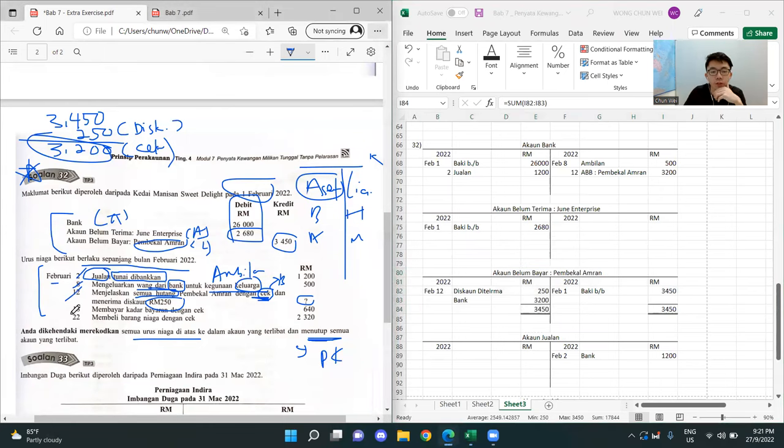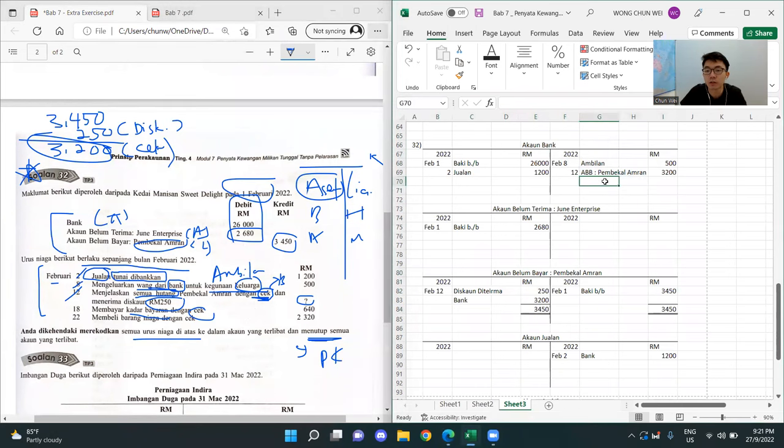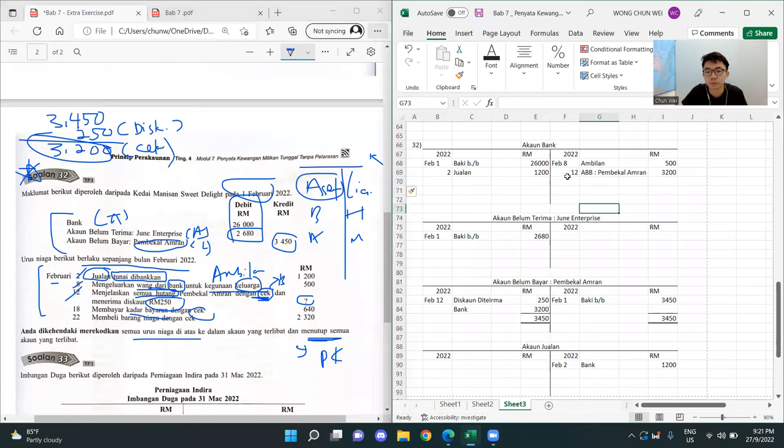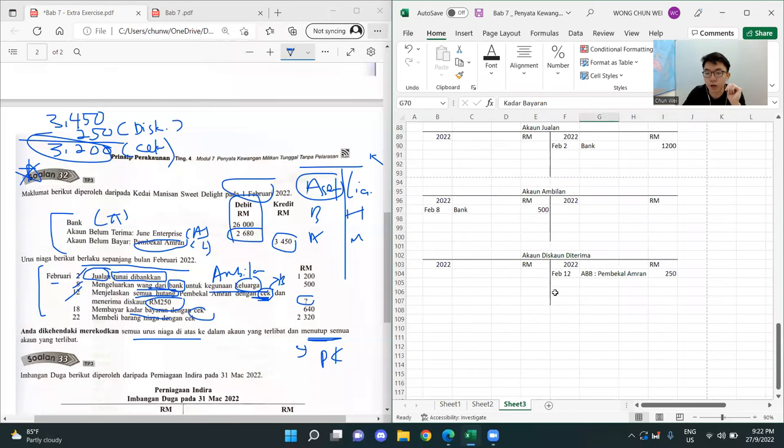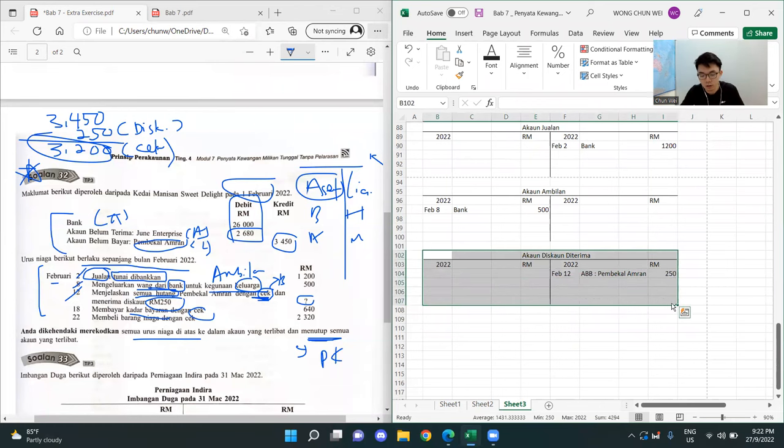Okay, then we go to 18. You bayar kadar bayaran dengan cek. Dengan cek means bank. So when you bayar, your wang keluar. When your wang keluar, keluar in account means credit. So you credit your account bank. Is it? So here, which date? 18. So you bayar untuk apa? You keluar ke kadar bayaran. 640. So if you credit your bank, you must debit your kadar bayaran. So I have to buka satu account kadar bayaran.